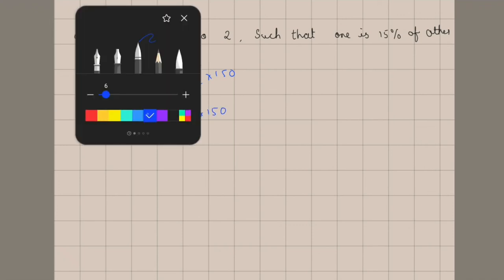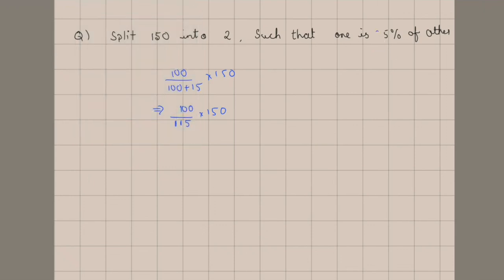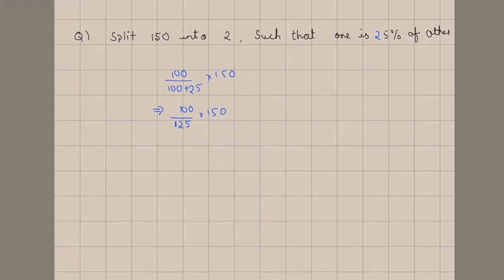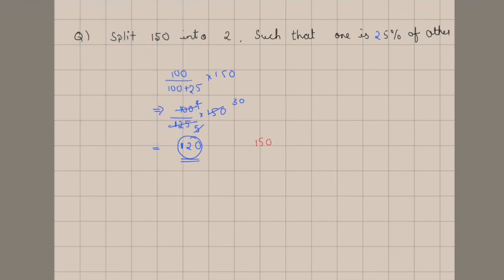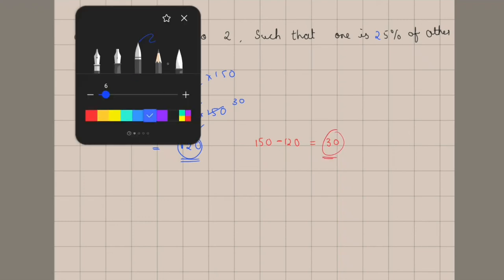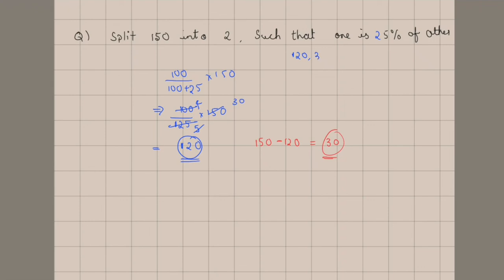So let us say 25%. It will be easier. So this will be 25. So 100 by 125 into 150. So 25 fours are 100 and 25 fives are 125. Which equals 5 ones are 5, 5 threes are 15, which is 120. So one number is 120. What will be the other number? 150 minus 120, which is 30. So 30 is the other number. So the splitting is 120 comma 30. So 25% of 120 is 30.